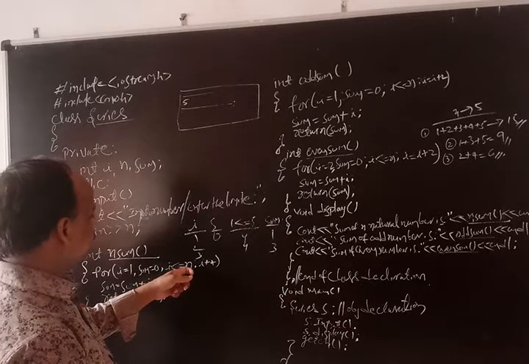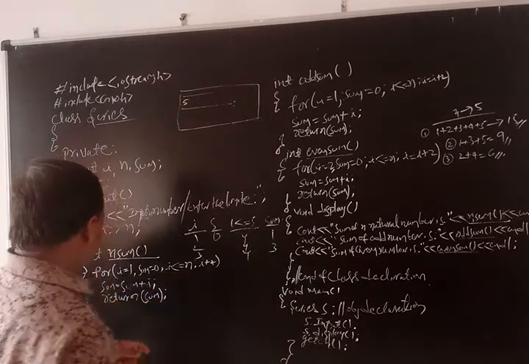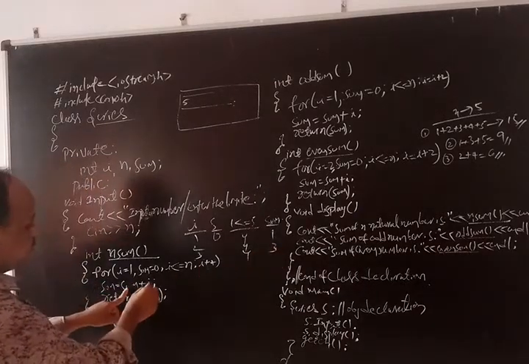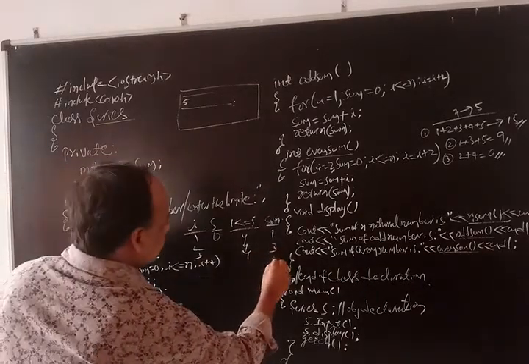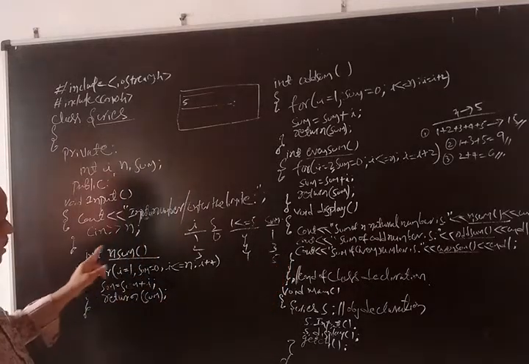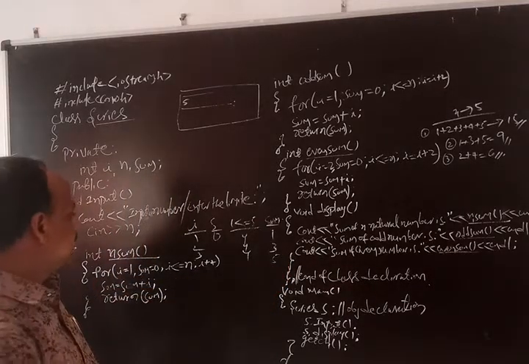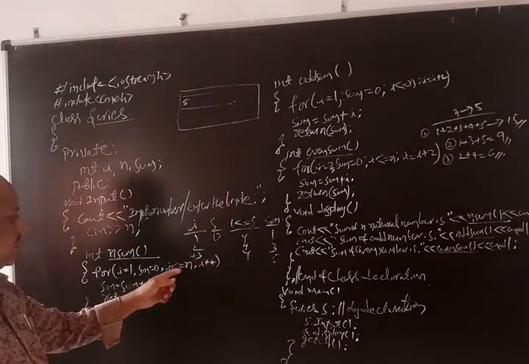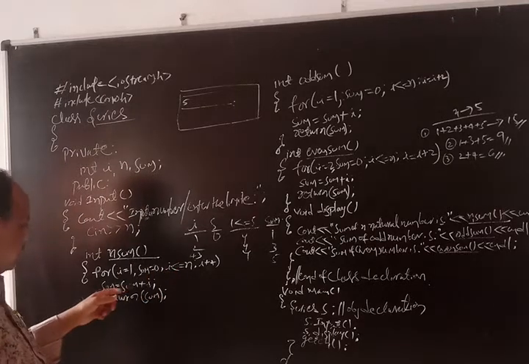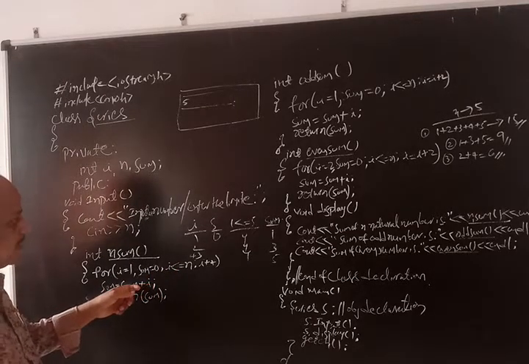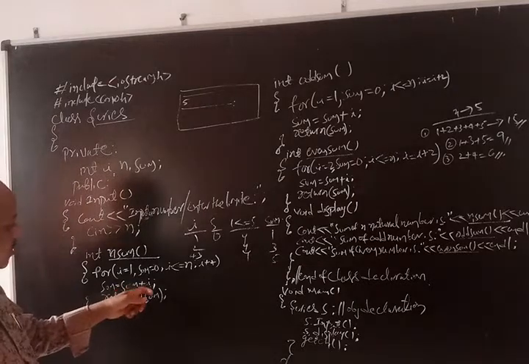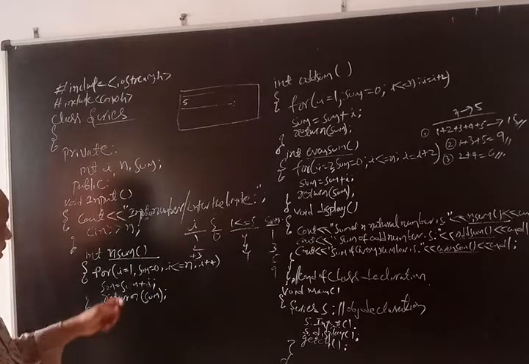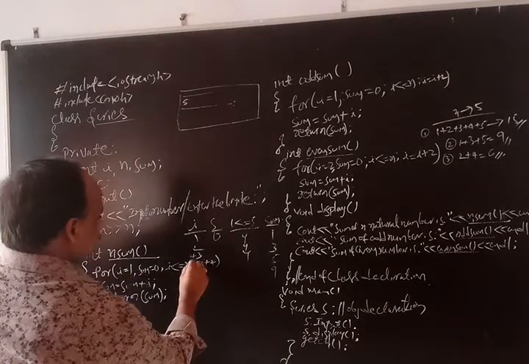3 less than or equal to 5. Yes. Now see here, sum is equal to sum plus I. Previously sum is 3. Now I value is 3. So 3 plus 3, 6. Right? Next, I plus plus, that is I value becomes 4. Next, 4 less than or equal to 5. Yes. Sum equal to sum plus I, that is previously sum is 6. Now I value is 4. So it becomes 10.